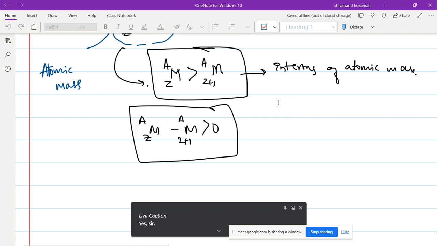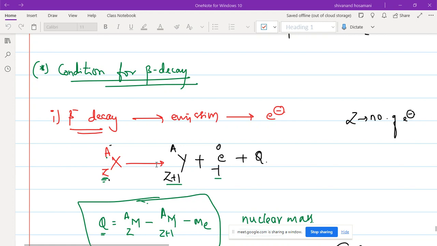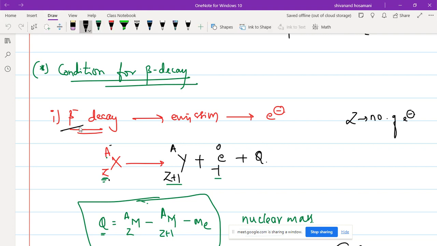See, in the previous class we discussed the beta minus decay process, right? So now let me discuss beta plus decay. Let me revise that part. In the morning class we discussed beta minus decay, that is, the emission of an electron. Beta minus decay is nothing but emission of an electron, right?